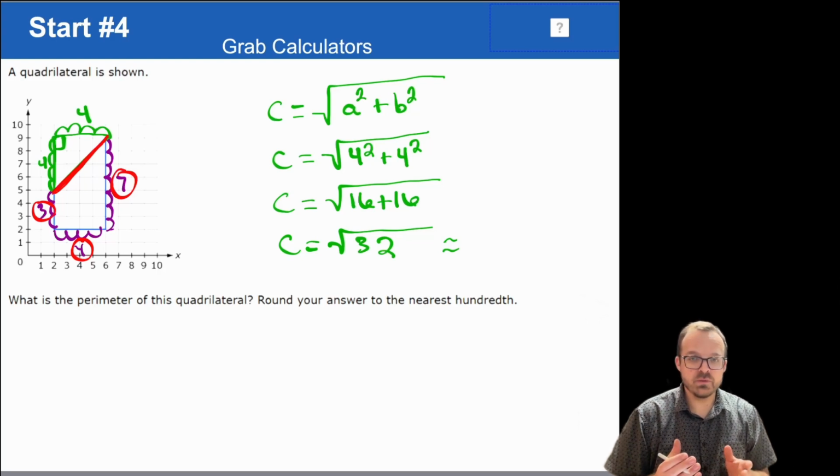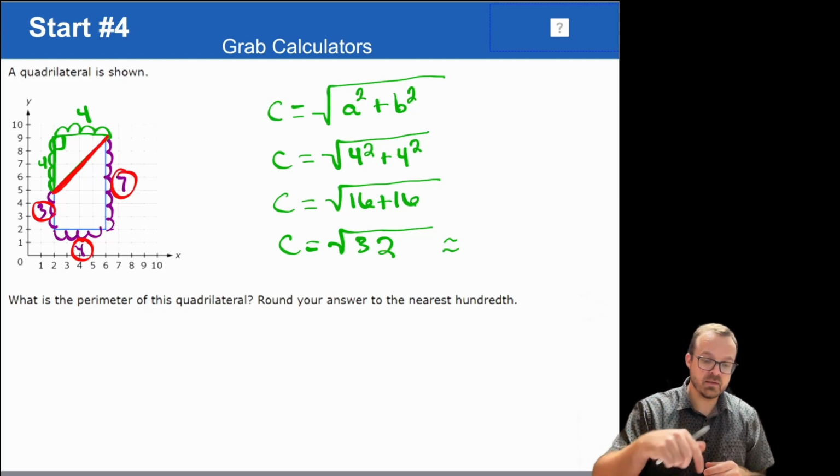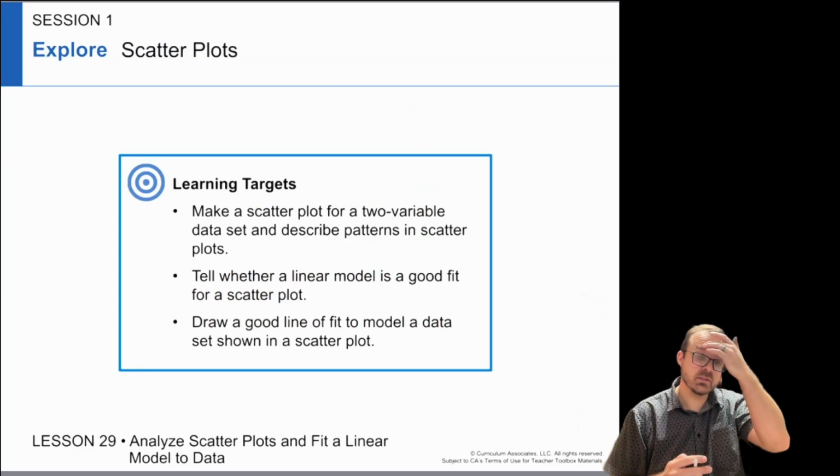So I told you what to do in your calculator. Go and do that now. Finish up your starter, pause the video, and then put your starter away somewhere nice and safe. And then you can come back to the video and we'll start talking about scatter plots.